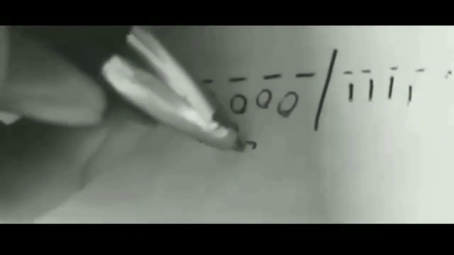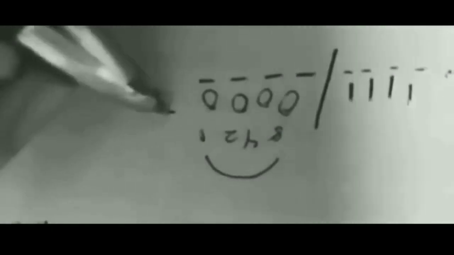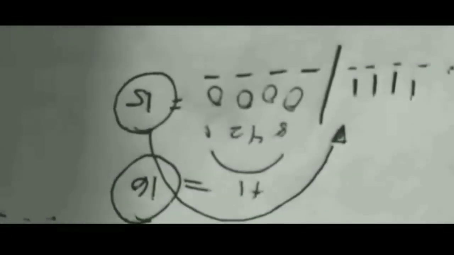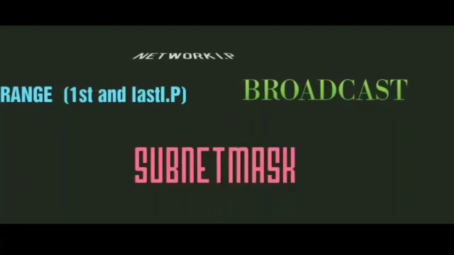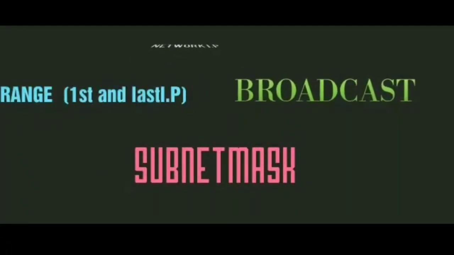And the constant number is 1, 2, 4, 8. To get the value, just add this and it's equal to 15. To get the increment, just add over here a 1 and it's equal to 16, and the 16 is our increment. So let's get the network IP to range to broadcast and a subnet mask.